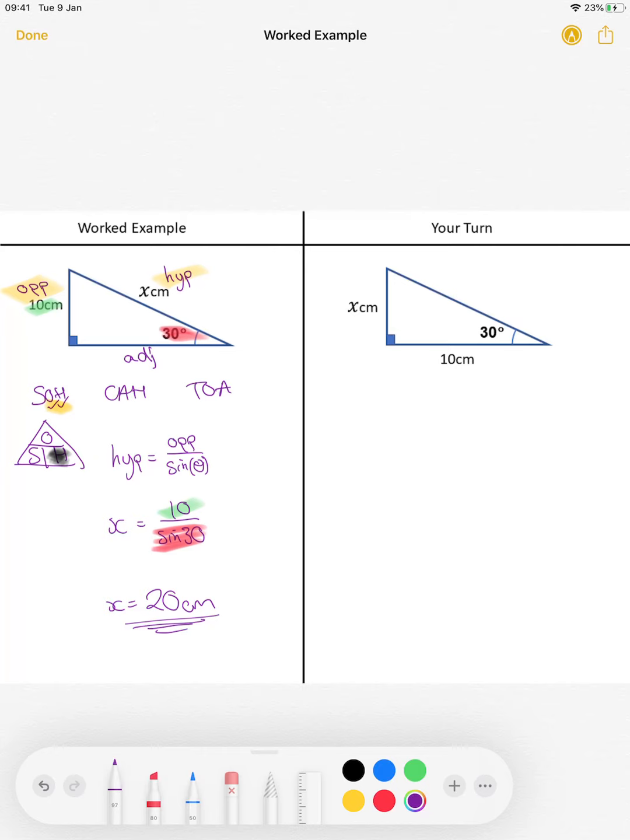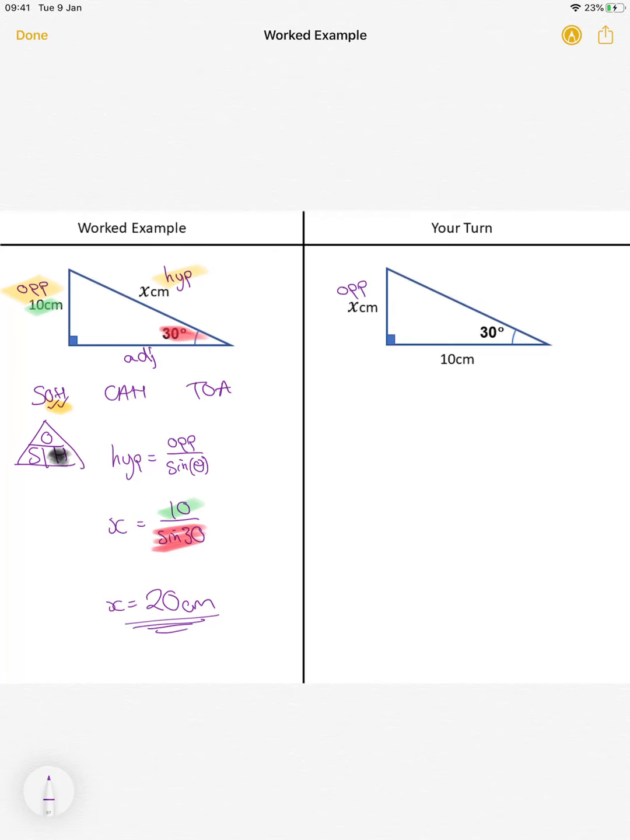Okay, so you should have had a chance to have a go at that. First thing we're going to do is label it. Height. And this one is my adjacent. Notice that I didn't actually label my hypotenuse there because I'm not given it and I don't need to find it, so it's not actually related to this question. I could leave it off, I could write it in, but it doesn't really matter.